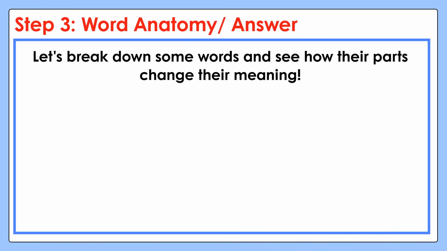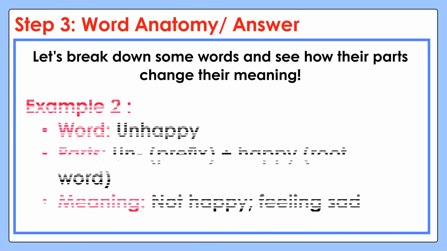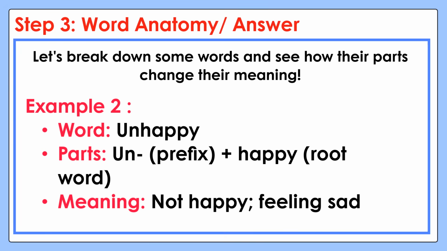Step 3 answers. Let's break down some words and see how their parts change their meaning. Example number 1. The word is helpful. Parts: help is the root word, plus full is the suffix, meaning full of help or willing to assist. Example number 2. The word is unhappy. Parts: un is the prefix, plus happy is the root word, meaning not happy or feeling sad.